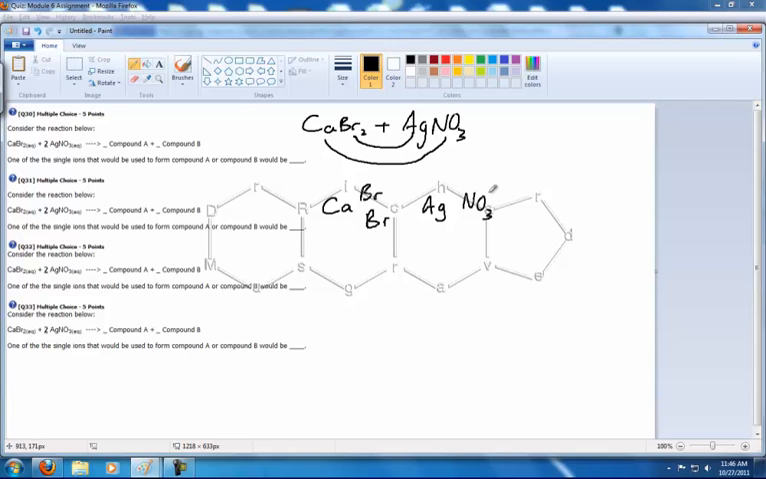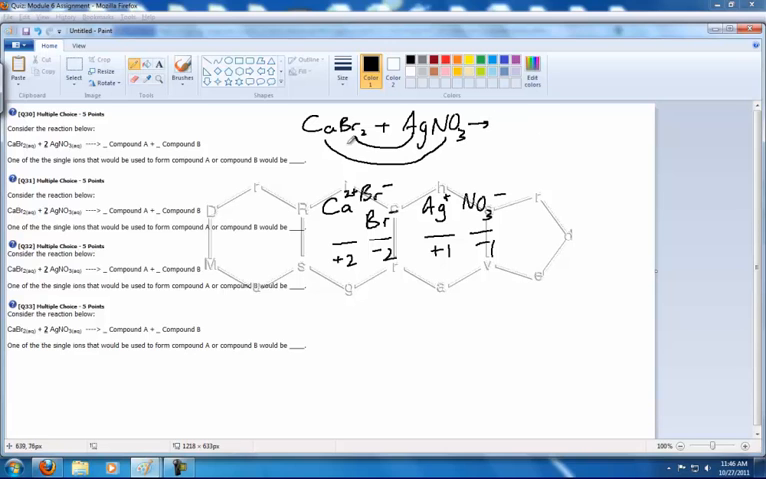Now, figuring out the charges, we know that Br has a -1 charge, and there's two of those, so that gives me a total of -2. That means the positive side of this one has to be +2, which makes the calcium 2+ as well. Over here we've got the silver and the nitrate. Now we know nitrate has a -1 charge, which means that the positive side has to be +1, which gives the silver a plus charge over here.